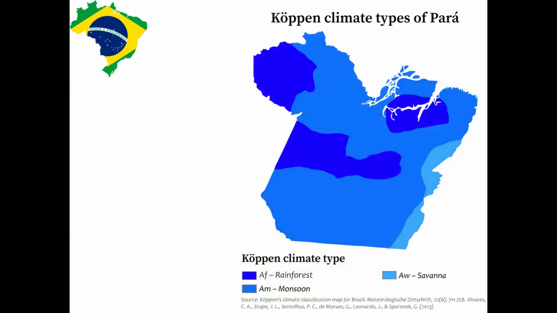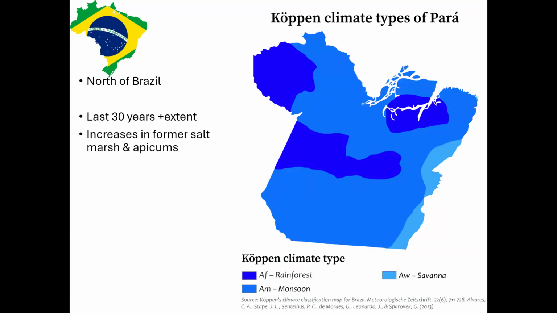Now, comparing the north of Brazil to the northeast of Brazil, you can see that it's predominantly a humid rainforest, or humid monsoonal type of climate. There has been an increase in the last 30 years in the extent of the mangroves. Typically, those increases have been in former salt marshes or apicum areas. And the salt marshes are typically on the inland side of the mangroves.